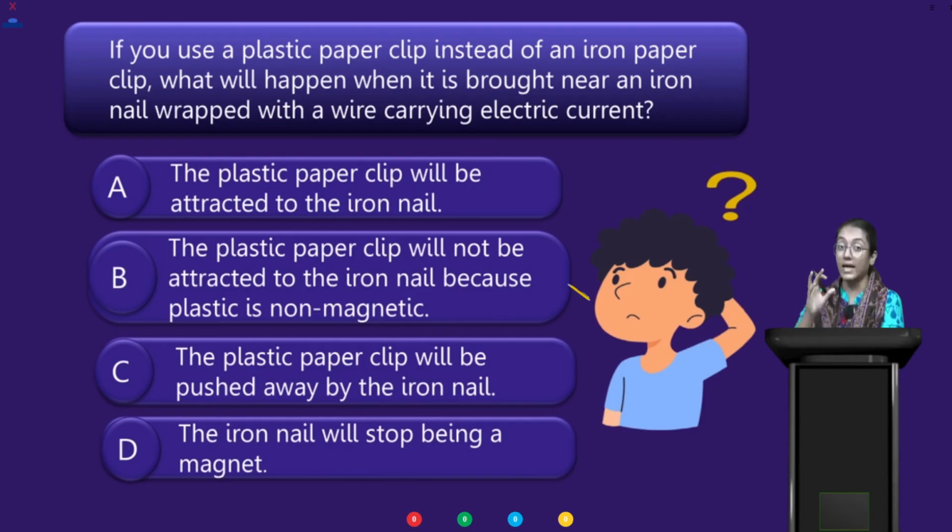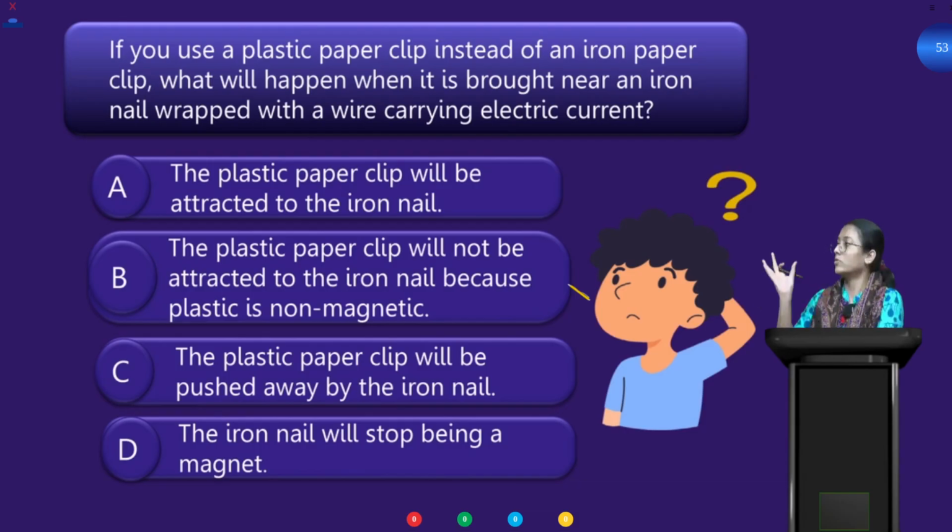Okay, so this time we are using plastic paper clips. 4 options are there. Option A, the plastic paper clip will be attracted to the iron nail. Option B, the plastic paper clip will not be attracted to the iron nail because plastic is non-magnetic. Option C, the plastic paper clip will be pushed away by the iron nail. Or option D, the iron nail will stop being magnetic. So, I have started the timer. Try to answer everyone, okay?